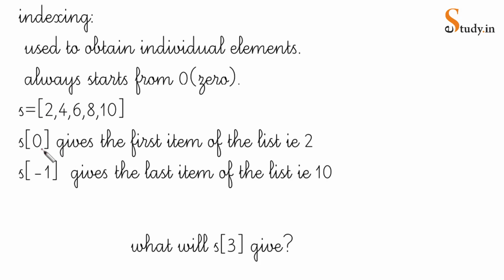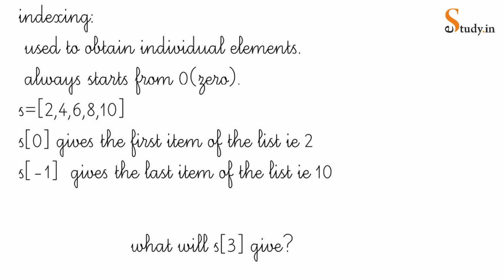So S[0], if we write S[0], gives us the first item of the list, which in this case is 2. If you write S[-1], now here in Python we have this new concept, S[-1] gives the last item of the list, that means 10. So if you want to refer to the last item, you can say S[-1]. Okay, so what will S[3] give here? If you write S square bracket 3, which element would it give? Of course S[3] would be the fourth element. Which is the fourth element? See, 0, 1, 2, 3. That means it would give us 8.